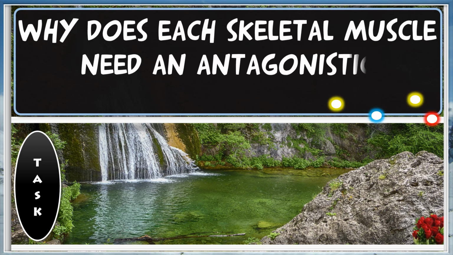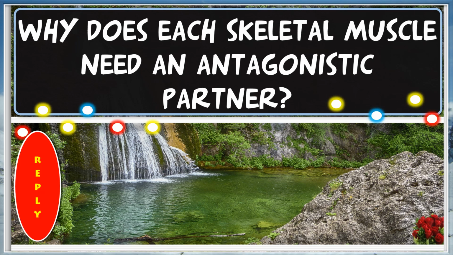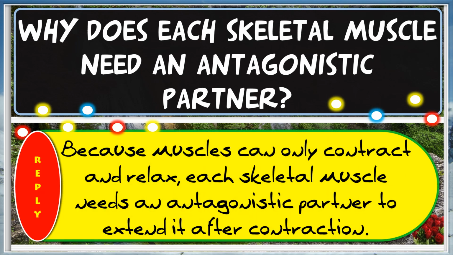Why does each skeletal muscle need an antagonistic partner? Because muscles can only contract and relax. Each skeletal muscle needs an antagonistic partner to extend it after contraction.